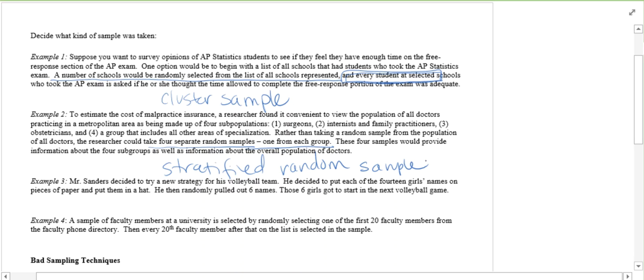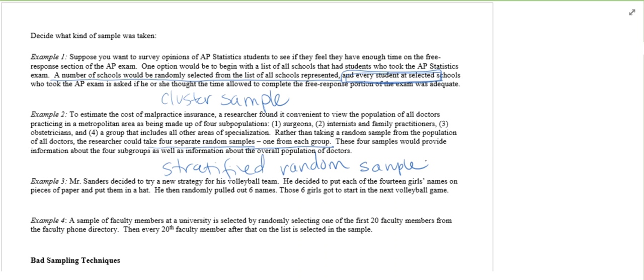All right, number 3. Mr. Sanders, my husband, decided to try a new strategy for his volleyball team. He decided to put each of the 14 girls' names on pieces of paper and pull them out of a hat. Then he randomly pulled out 6 names. Those 6 girls got to start in the next volleyball game.